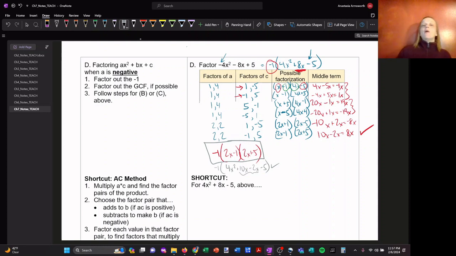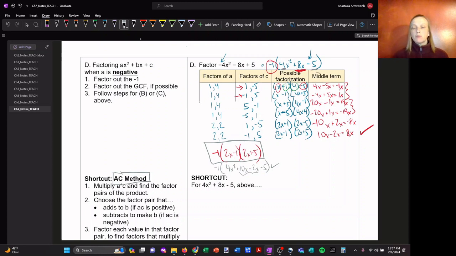Okay, so how can I make this list shorter? Because this list got kind of crazy long. What can I do to make this easier? This method here is called the AC method. And it's called the AC method because we're going to focus on A and we're going to focus on C.